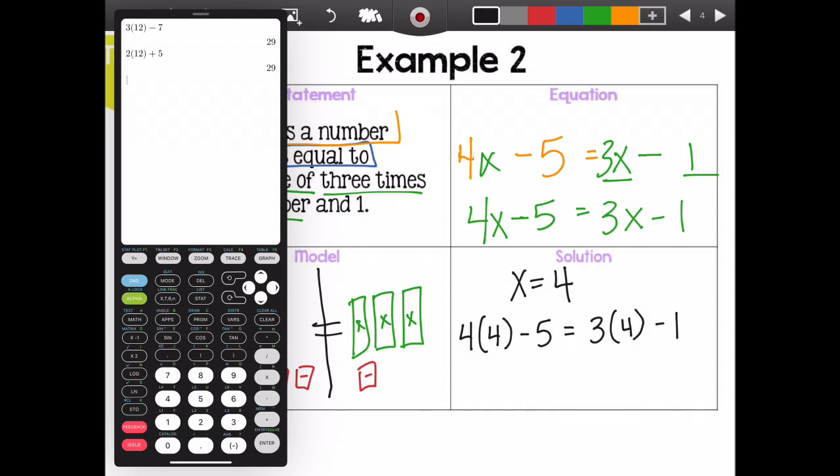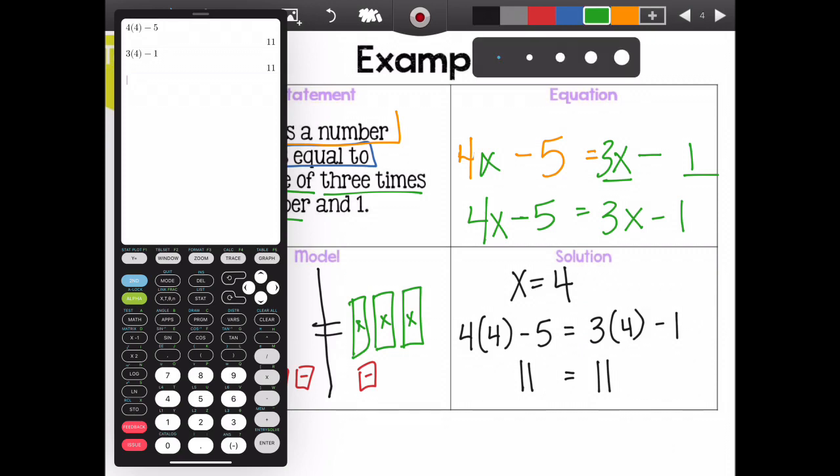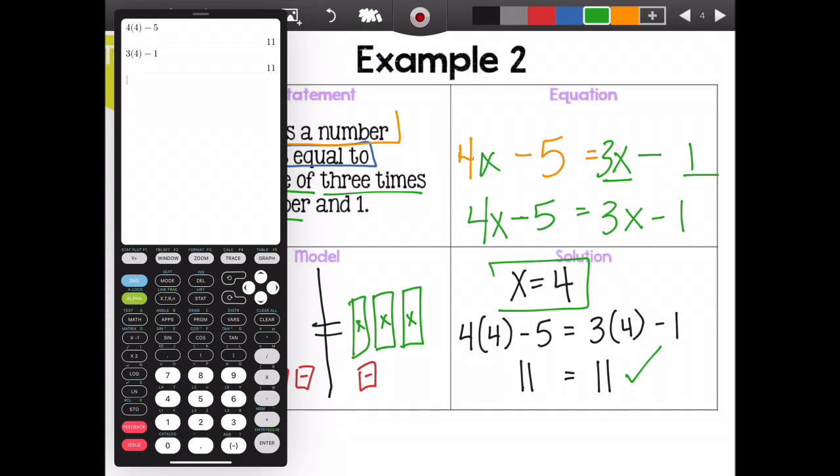So now to put it in my calculator, 4 times 4 minus 5, I get 11 on this side. And if I'm working on the right side now, 3 times 4 minus 1, and I get 11 on this side. Therefore, both sides are equivalent. They are the same. Therefore, my solution is x equals 4.